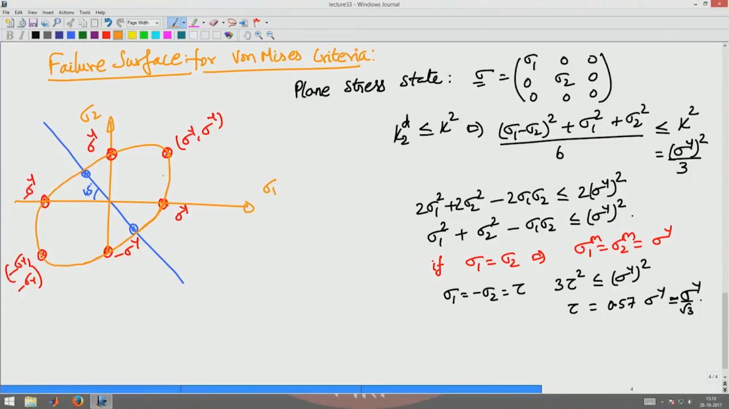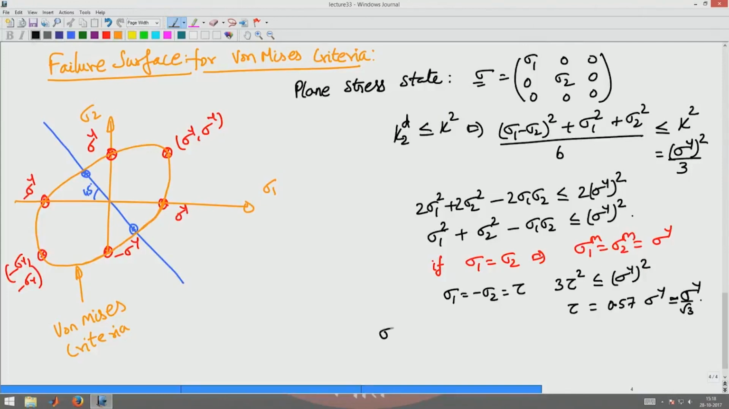So, this is the yield surface for the von Mises criteria. It is in the form of an ellipse, with sigma 1 equal to sigma 2 and sigma 1 equal to minus sigma 2 as axes, a 45-degree rotated ellipse, okay. So, let us see how it is a 45-degree rotated ellipse.